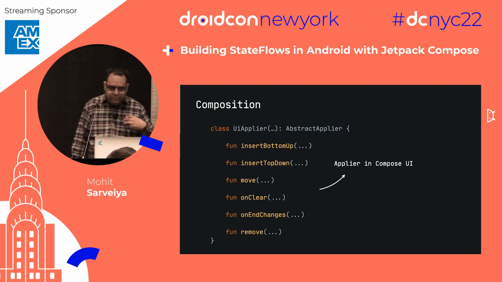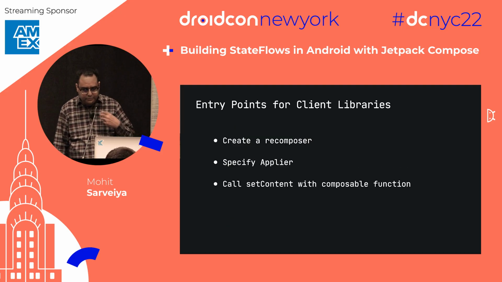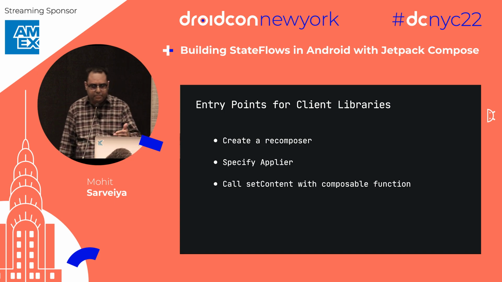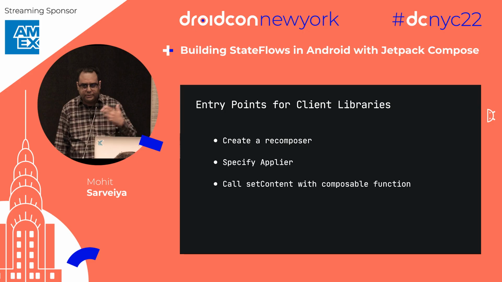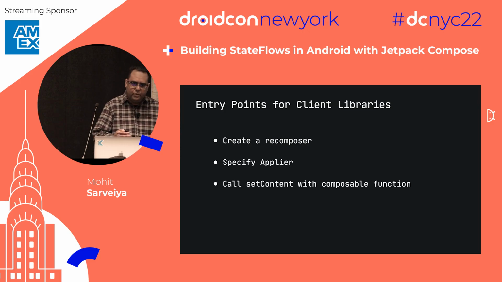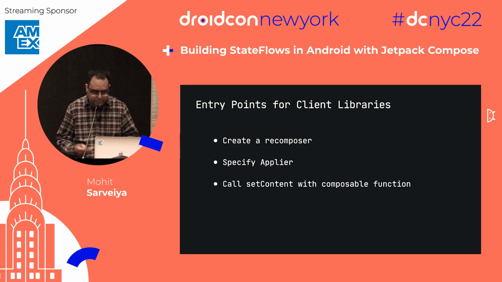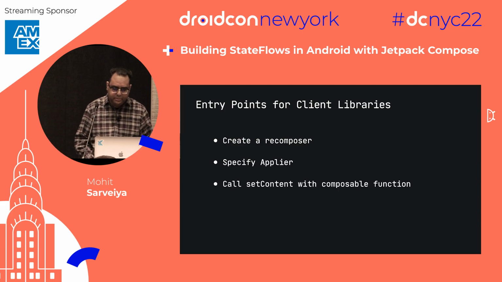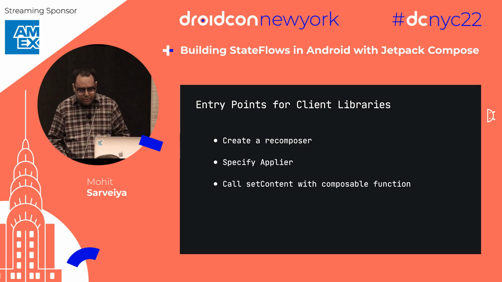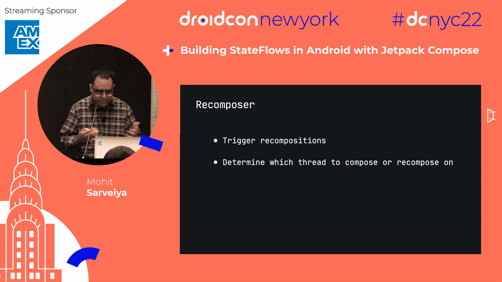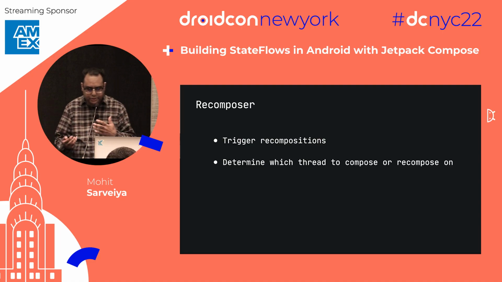So for the entry point of any client library, there are 3 steps. One is to create a recomposer, specify an applier, and also call the set content method to connect a composable function that you have to it. This is the approach followed by client libraries tapping into Compose. And what a recomposer is, is that it uses a context and it launches a coroutine to apply those changes in.